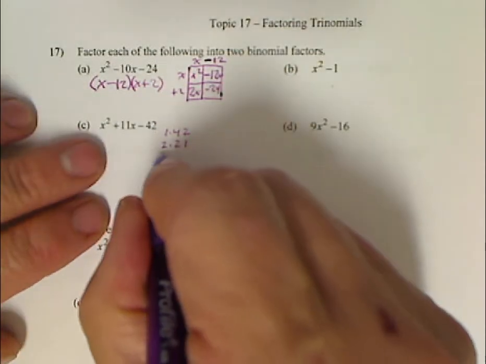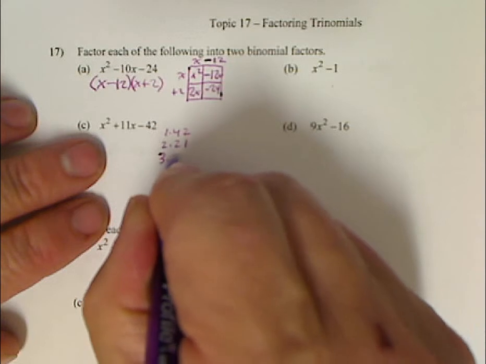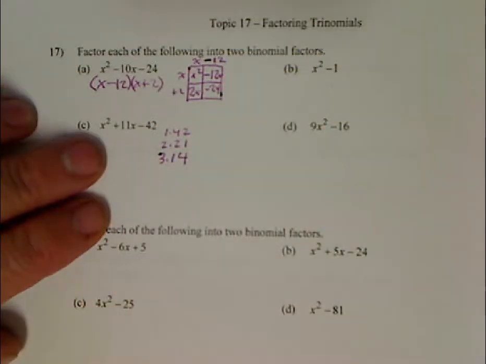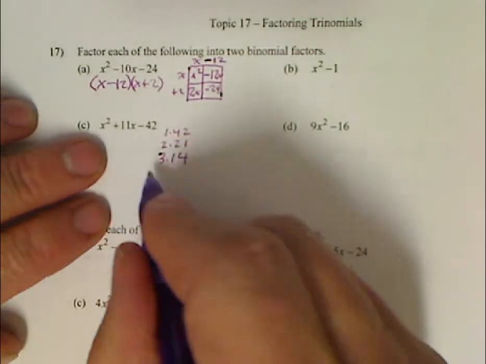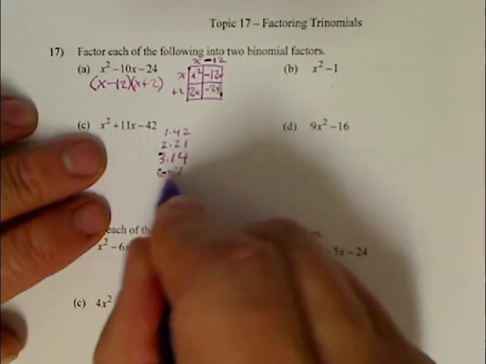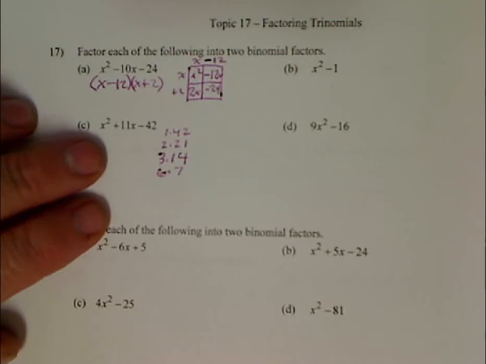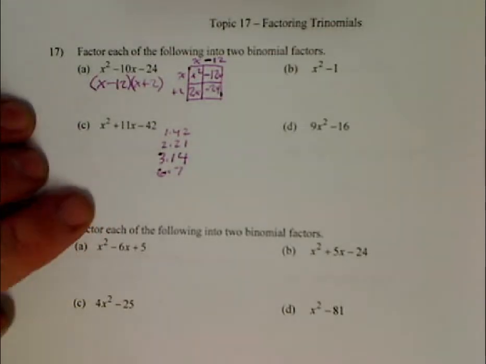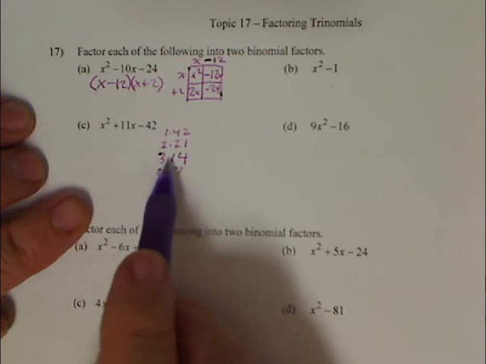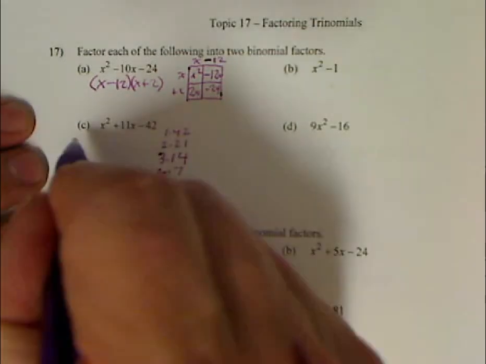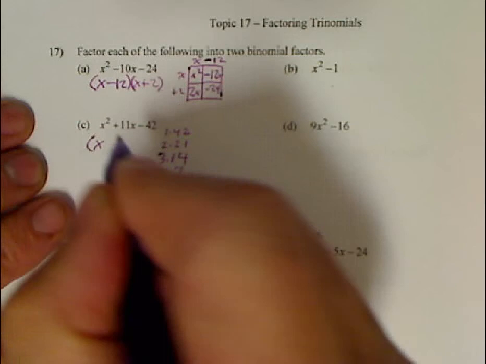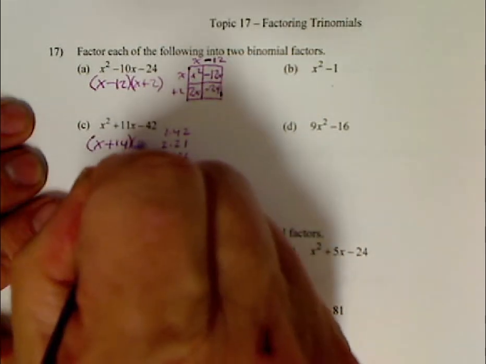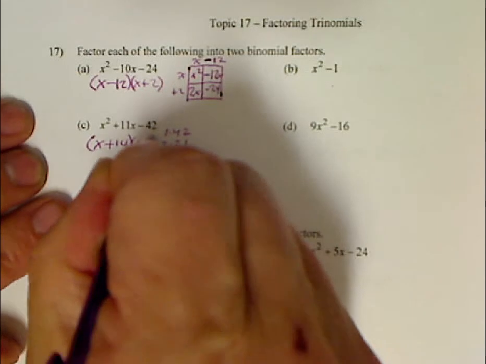3 goes into it 14 times. And that's the one you actually have to use. Now, 5 doesn't go into it. 6 does. 6 times 7. Once these numbers get next to each other, then I know I'm done, because the next one would be 7 times 6, and I've already got that one. So 3 and 14, where 14 is positive and 3 is negative. So I'm going to do x plus 14, x minus 3.